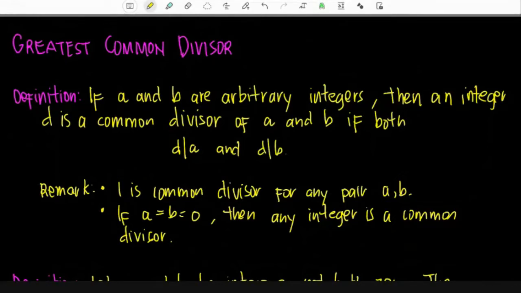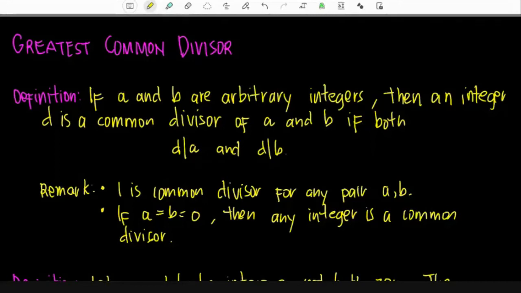If A and B are arbitrary integers, then an integer D is a common divisor of A and B if both D divides A and D divides B. Yan. So, pag meron daw tayong dalawang integer AB, tapos may third integer na parehong divisor ni A tsaka ni B, then ang tawag natin doon, common divisor. Napaka-intuitive naman ng mga definition natin, di ba? One is a common divisor for any pair of AB because of the first theorem that we have. One divides any number. So, laging common divisor si 1.